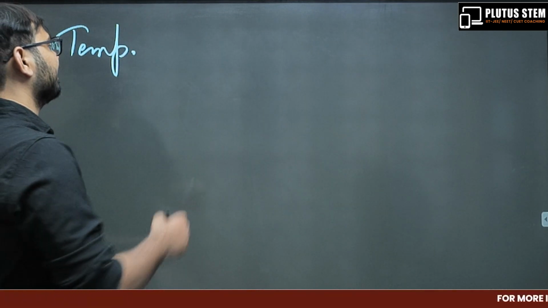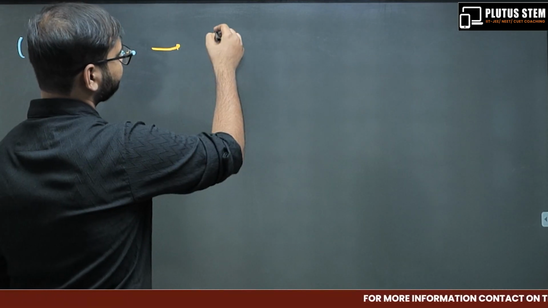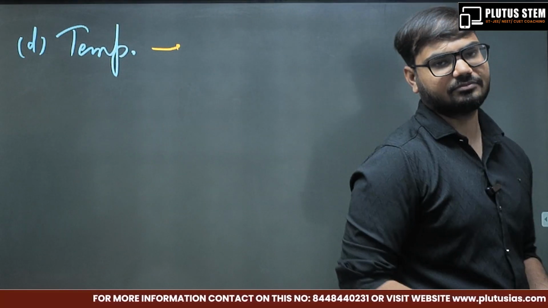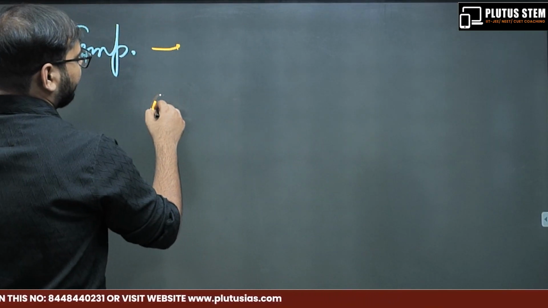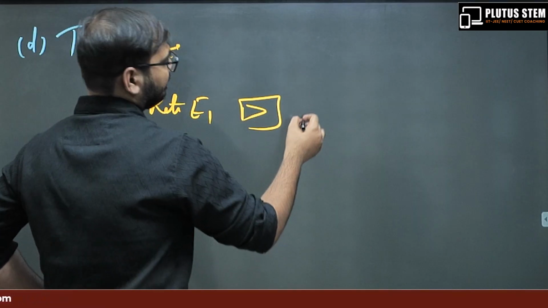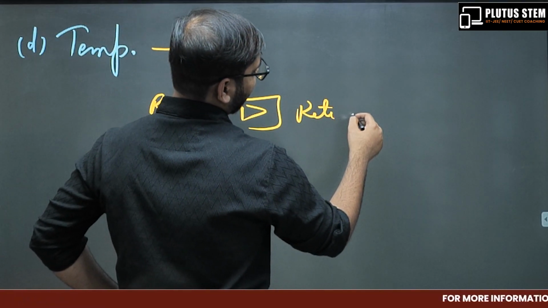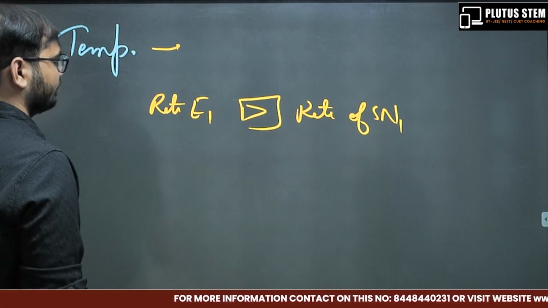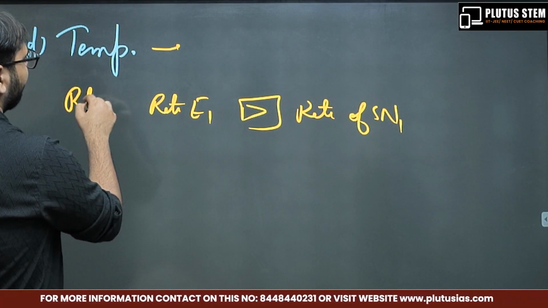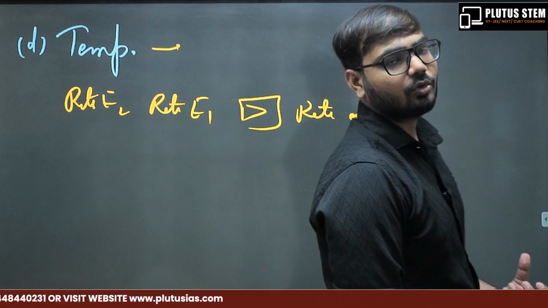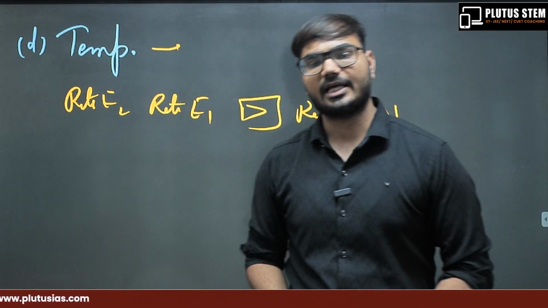Now, the fourth and last factor is temperature. Temperature increases the rate of both reactions, whether E1 or SN1. But the rate increase in E1 is much greater compared to that in SN1 because of the increased kinetic energy of the molecules. So the rate of E1 is increased by temperature more than that of SN1 reactions.